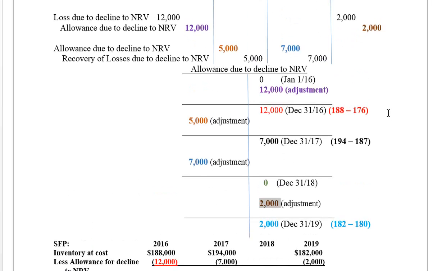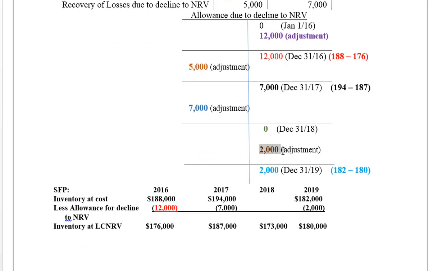So what we would do is go back to 2019, debit the loss, and credit the allowance for $2,000. This is the credit entry here that we would post to bring it to the balance that we know we need. It's this balance here that we put in the statement of financial position to take the inventory from cost to its net realizable value.